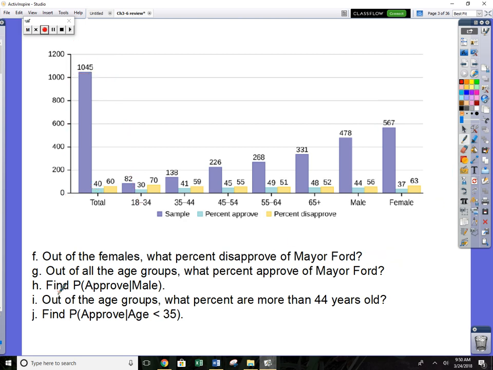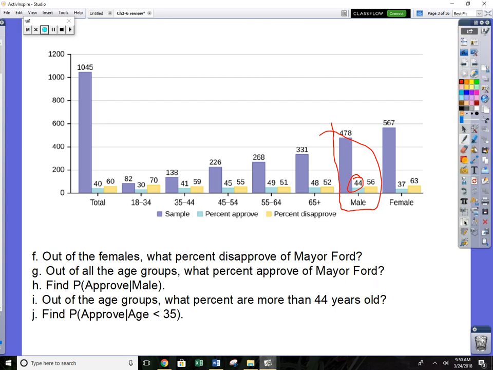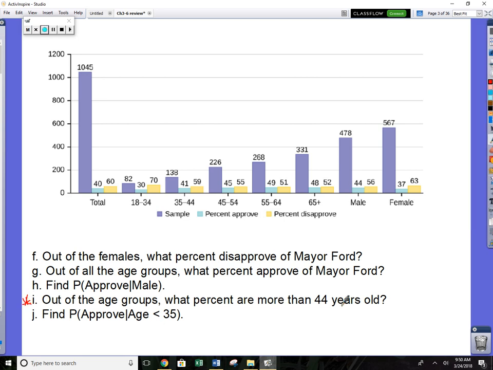Okay, H. It's kind of the same wording as F, but the mathematical notation lets us condense this sentence into just easy notation. Find the probability that they approve given that they're a male. So you're only looking at this subset right here, the males, and 44%. I, out of the age groups, what percent are more than 44 years old? Okay, this one might be the hardest so far. More than 44, so that means they are in here.